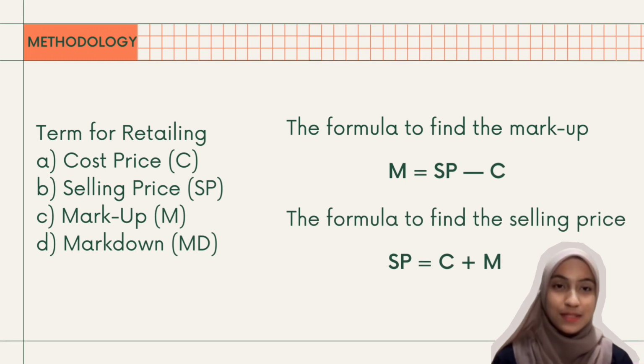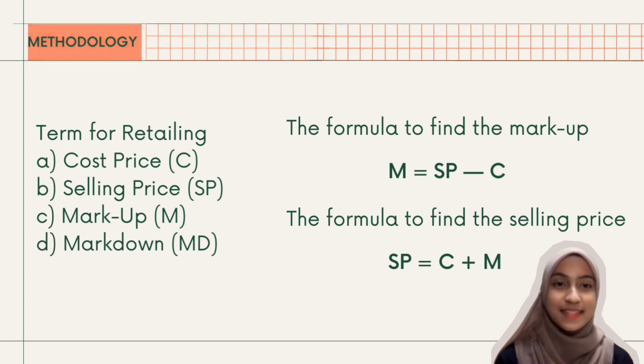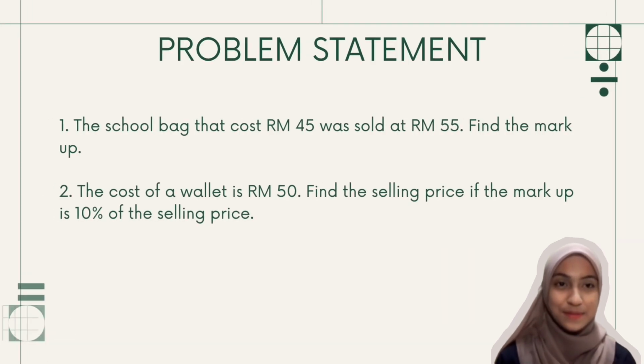The following terms are commonly used in any discussion of retailing. First, cost price, C: the amount paid for merchandise. Second, selling price, SP: the price at which merchandise is sold. Third, markup, M, or we call it gross profit, GP: the difference between the selling price and the cost. Last, markdown, MD: the decrease in the selling price of the merchandise.